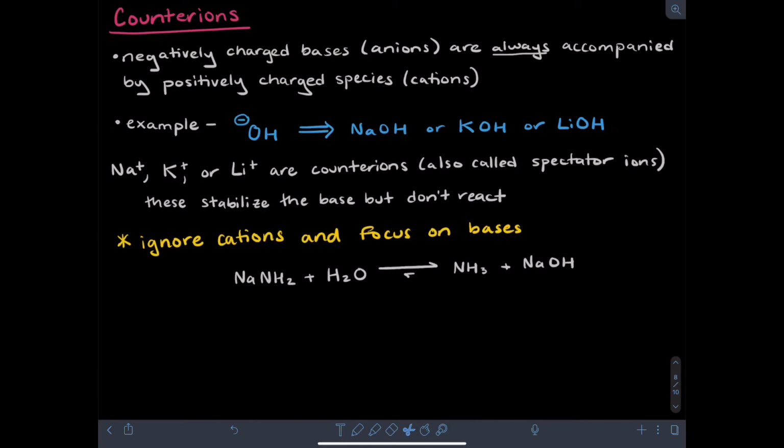So if I drew a reaction, NaNH2 plus water goes to form NH3 and NaOH. For our acid-base reaction, we're really just looking at NH2- reacting with water to form NH3 and OH-. So sometimes I will draw the counterions, sometimes I won't, and same for the textbook.